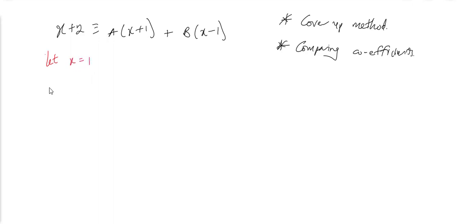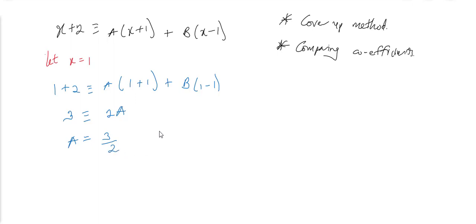If x is equal to 1, this becomes 1 plus 2, which is identical to a(1 + 1) + b(1 - 1). But 1 minus 1 is 0, and 0 times any number, as we know, is 0. This can be simplified to 3 is identical to 2a. Now solving for a, a is equal to 3 over 2. So that is the first part of the cover-up method, because this gave me the first constant.